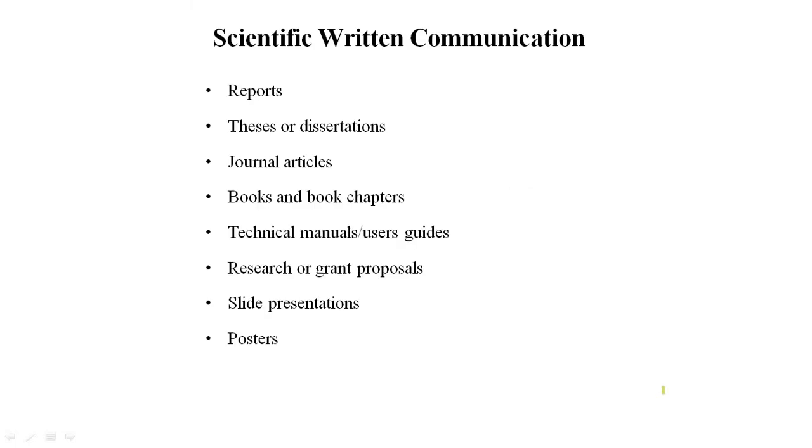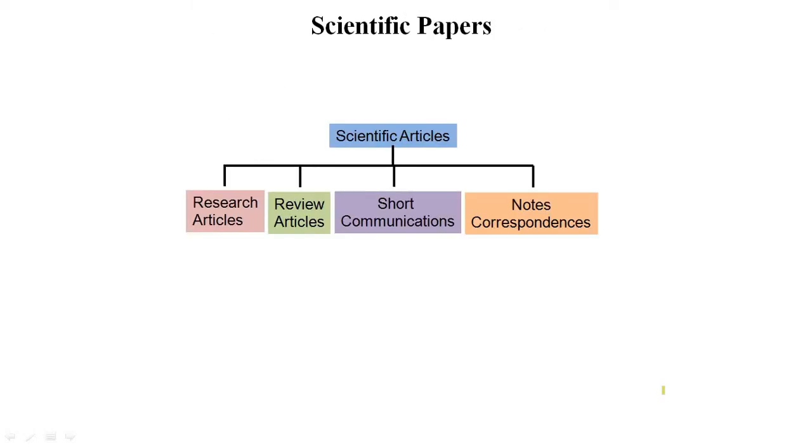Next, let's move to part 2, components of paper writing. These are the different ways of scientific communication. We communicate our science, the logic, the findings through reports, theses and dissertations, journal articles, books and book chapters, technical manuals or user guides, research proposals. Of course, research proposals are also a way to express our scientific logic. Then slide presentations and also the posters that you present in conferences. They all come under scientific communication.